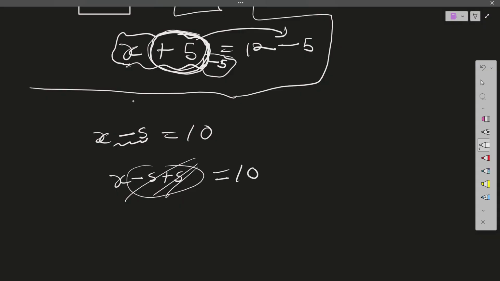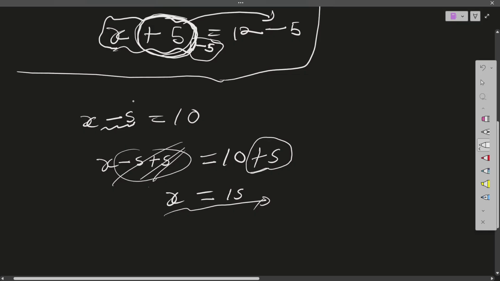Remember, what we do on the left, we must also do on the right. What did we do on the left? We added a 5. So what we have now is this plus 5 on the 10. That is basically x is equal to 10 plus 5, which is 15. And that is our x. That is basically the analogy of solving.